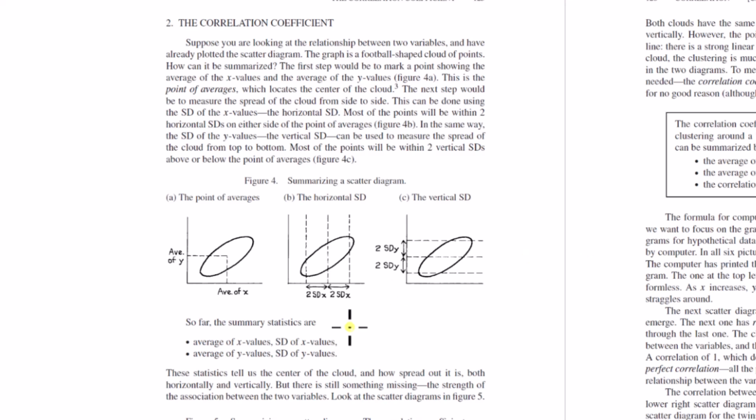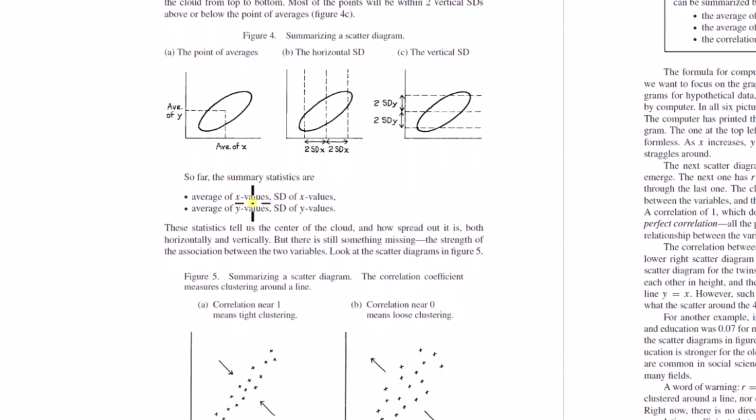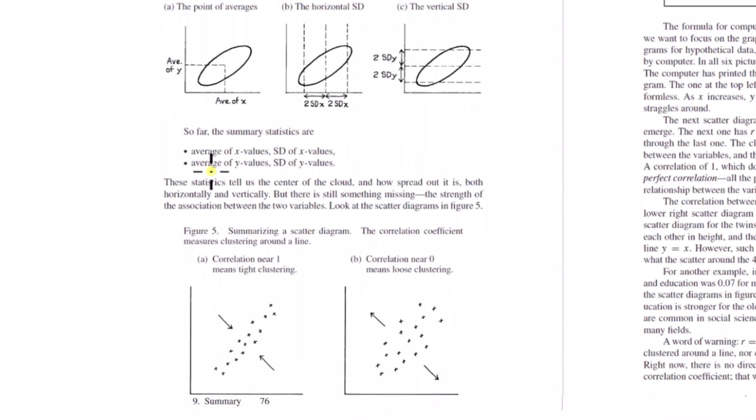So far the summary statistics are the average of the x values, the standard deviation of the x values, the average of the y values, the standard deviation of the y values. These statistics tell us the center of the cloud and how spread out it is, both horizontally and vertically. But there is still something missing: the strength of the association between the two variables. How strongly associated are they?